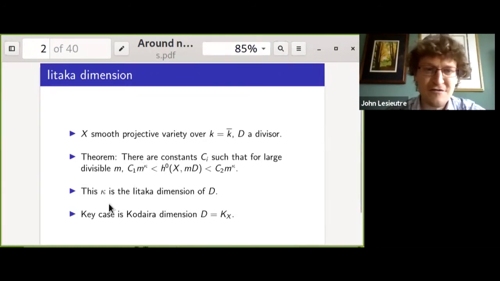Even if you've never heard of Iitaka dimension before, you probably know Kodaira dimension. Kodaira dimension is just the Iitaka dimension when you use the canonical class as your divisor. So same construction. You look at the rate of growth of sections of tensor powers.